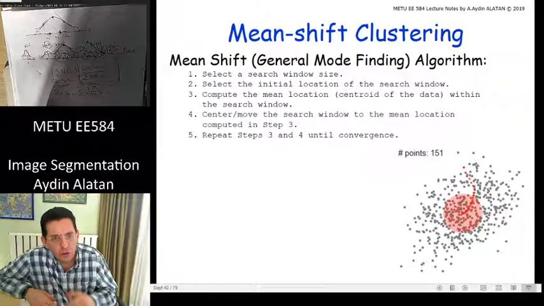Therefore, starting from a window size, an initial selection, every point will be your initial selection because you would like to see where this point is heading to as a mode. You compute your mean location, just nothing but the average of the samples inside, and then shift your window to the new mean that you computed in the previous step. And you will just do it until you obtain this result. Therefore, we basically obtain nothing but our mode for every sample that we have.